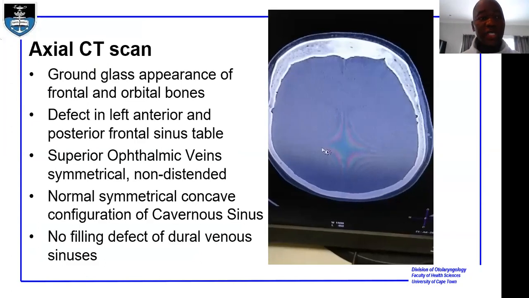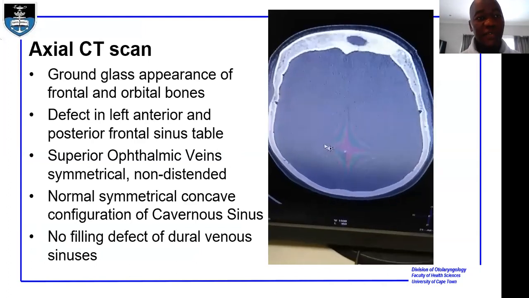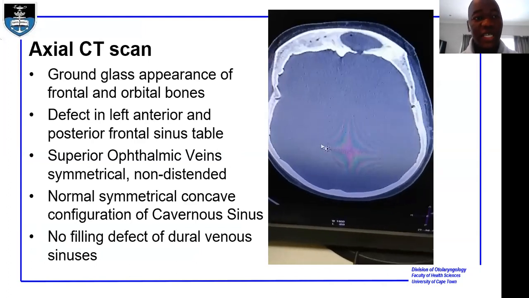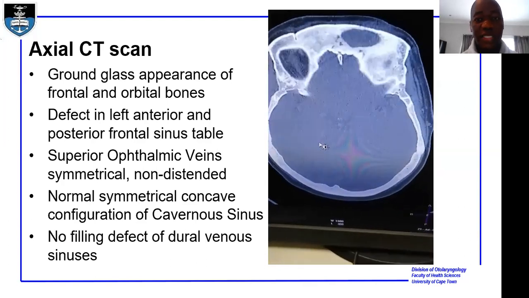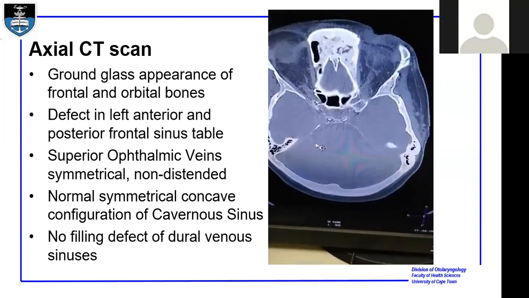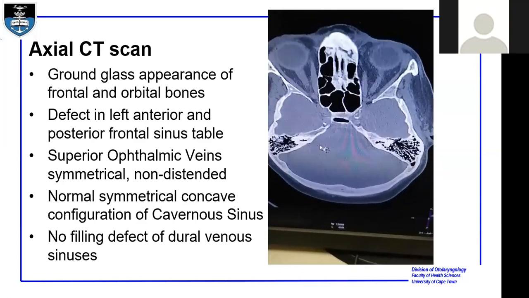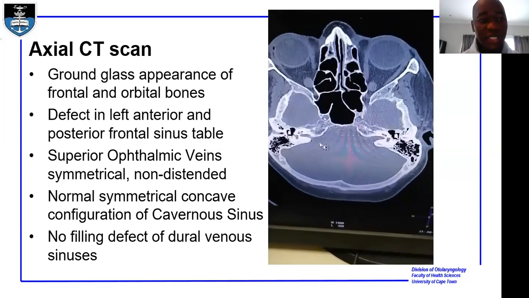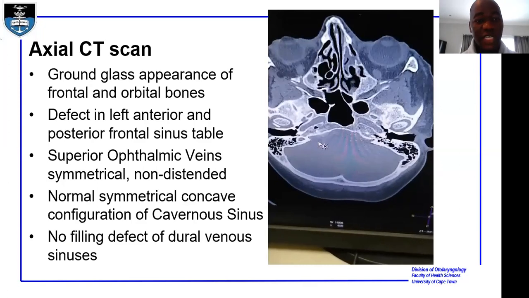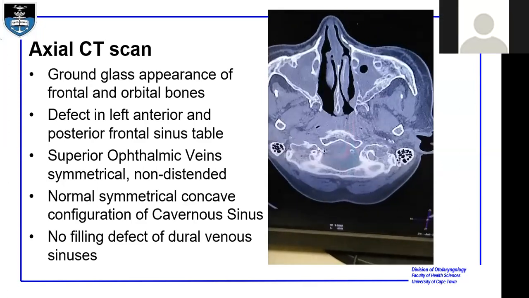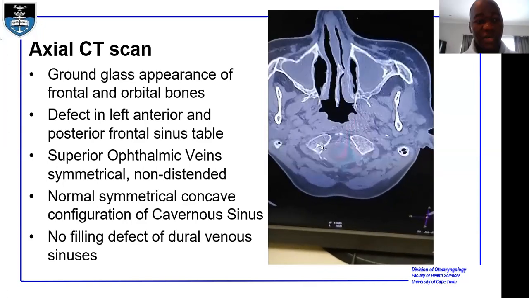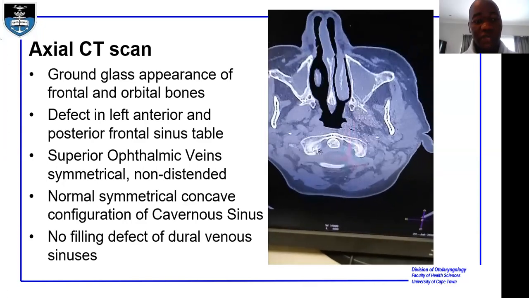We also did an axial view of the CT scan. It showed the ground glass appearance of the frontal and orbital bones. And there's a defect in the anterior and posterior frontal sinus table. There were no signs of cavernous sinus thrombosis. The superior ophthalmic remains were symmetrical and non-distended. There was normal symmetrical concave configuration of the cavernous sinus, and there was no filling defect of the dural venous sinuses.